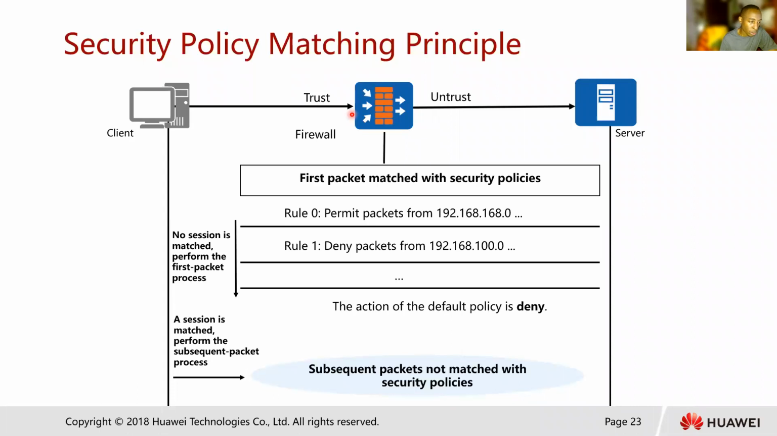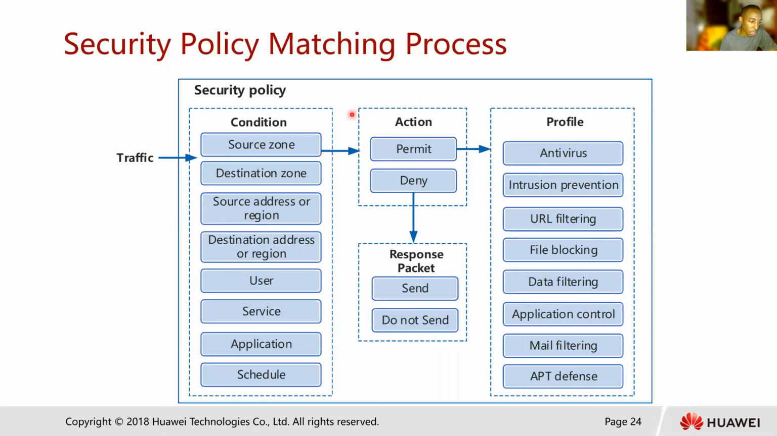So what is the security policy matching process? You now have the whole security policy looking like this. Usually it has 4 parts. We have the condition, the action, the profile, and then at the end of it all, it says that is a response packet. You send or do not send that packet.